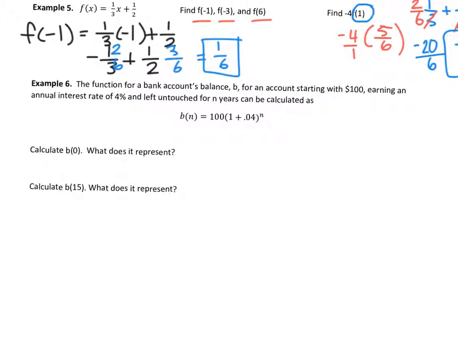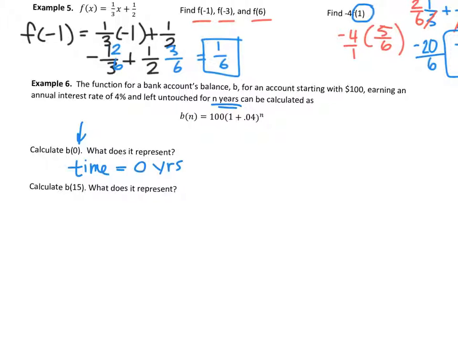Okay, example 6. The function for a bank account's balance B, for an account starting with 100, earning an interest rate of 4% and left untouched for n years, can be calculated as below. Calculate B of 0, and what does that mean? So B of 0 means that you replaced n with a 0. n stands for years. So this means at time equals 0 years, how much you have in your account.